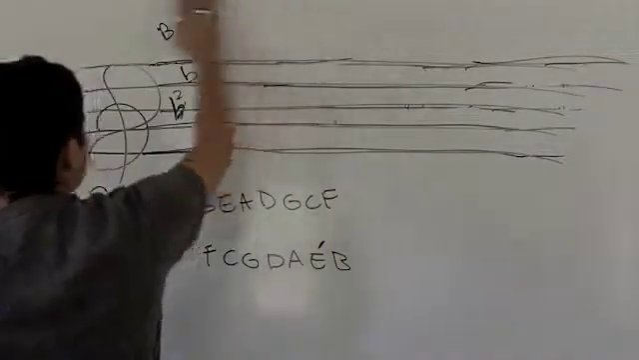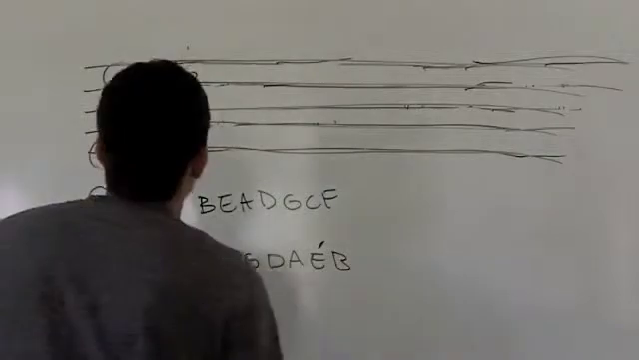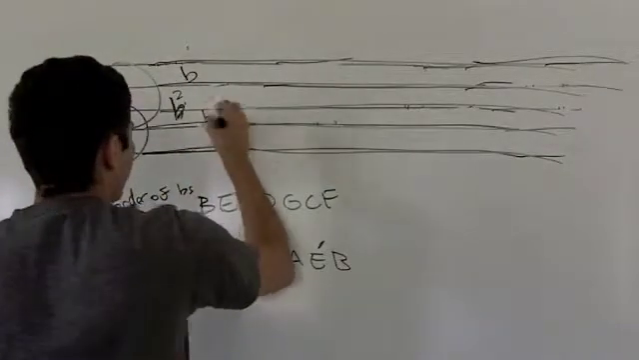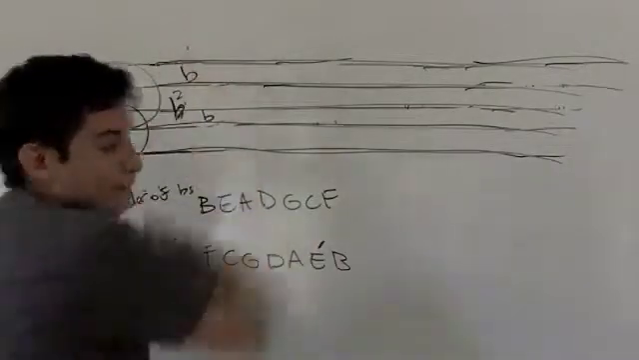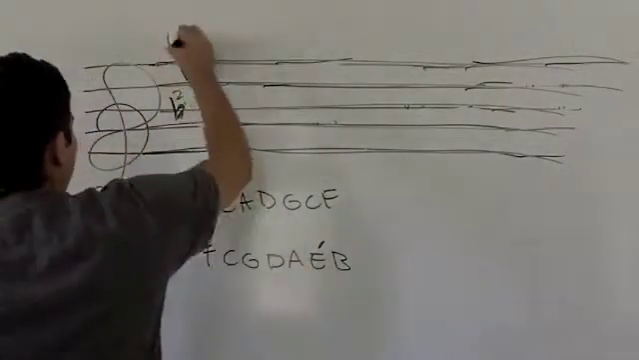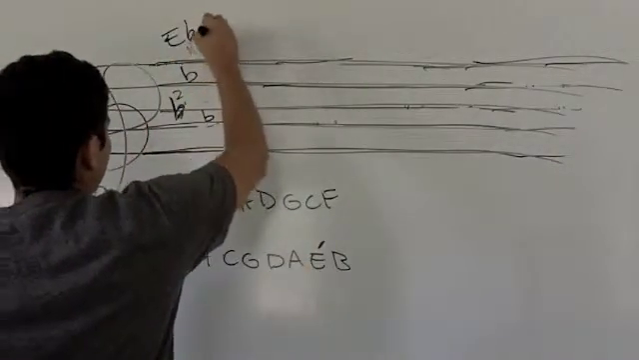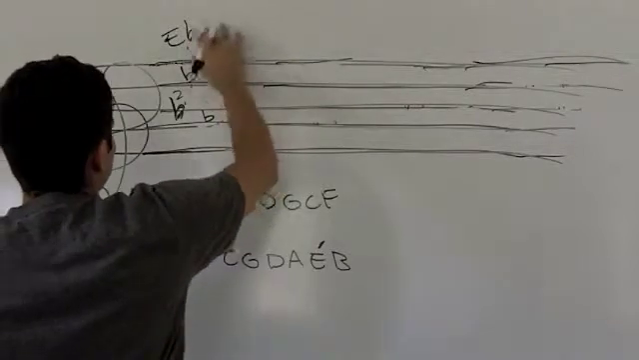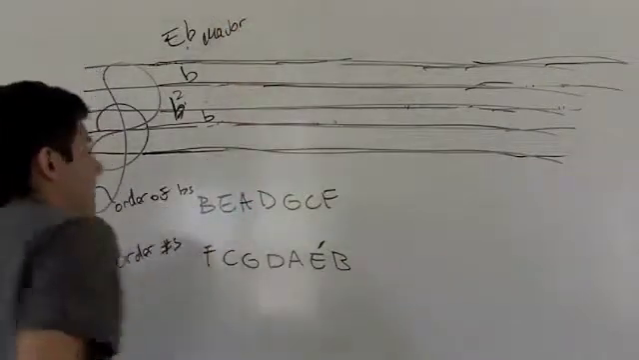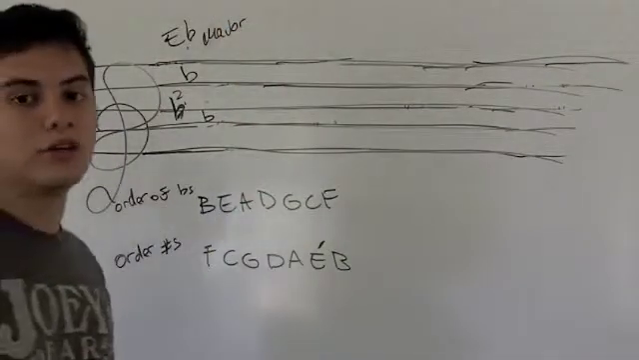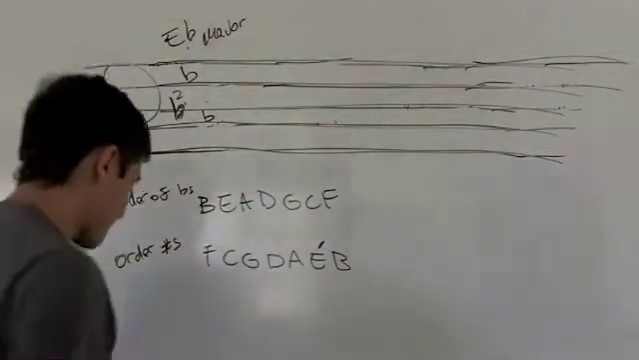So our next one would be A right here. And now our second to last flat is E. So we flatten that, E flat. Now we're in the key of E flat major. Sorry, I don't have to write flat because I just wrote it right there. E flat major. And so that's how it works when you're trying to figure out what key you're in using flats.